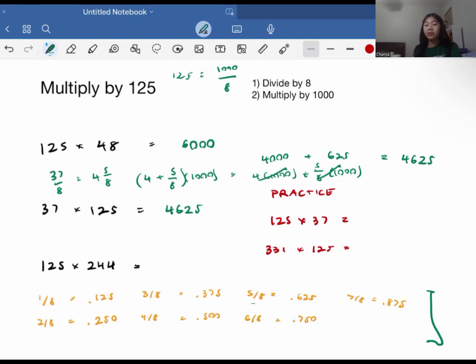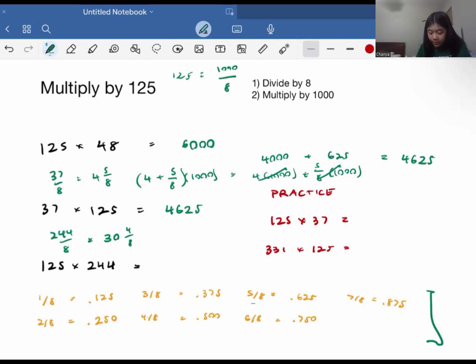Finally, let's move on to our last problem, which is 125 times 244. Our first step is to divide 244 by 8. You notice that it's not evenly divisible by 8 either. So here you get 30, and then you also get 4 left over. 30 and 4 left over. So I'm just going to write this as 30 and 4/8.